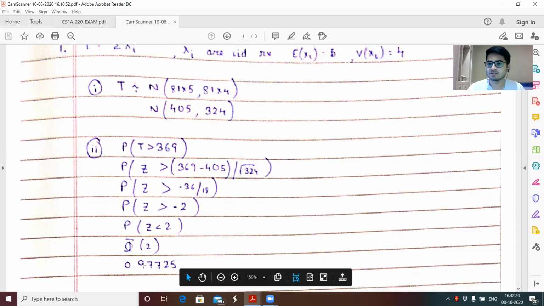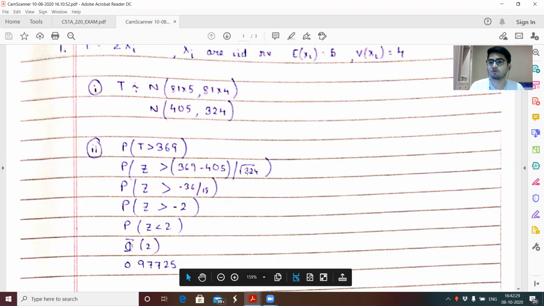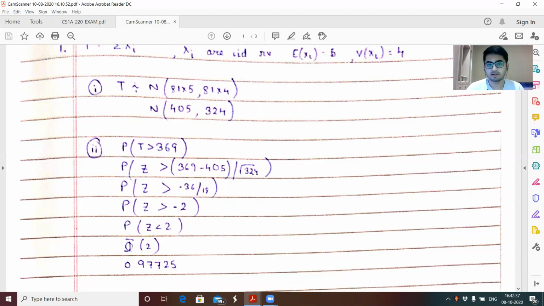So this was a pretty straightforward question. While solving this in the first go, a mistake I committed was that I just took 324 and forgot to take the root of it. So it might happen that many of you might have skipped this too. Otherwise this was a pretty direct question, 4 marks, easy to get.